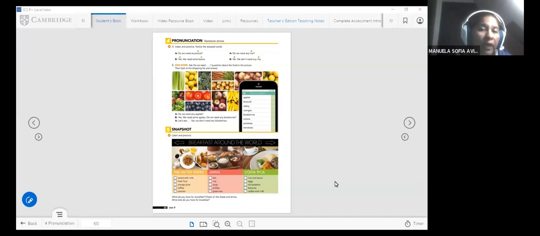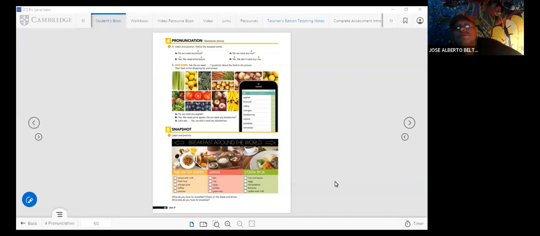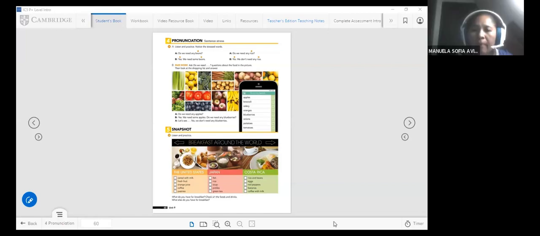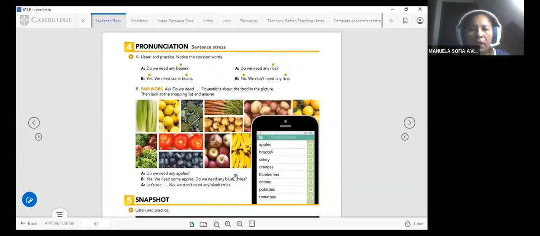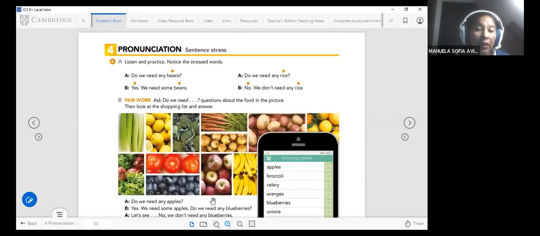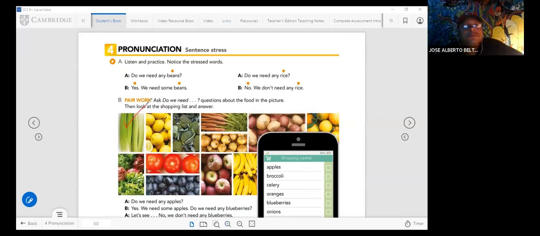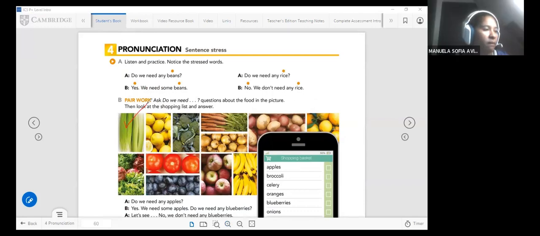Now in your book you have a specific topic that is related to food in different countries. So we have here a picture, and I want you to see the picture. Can you see the picture? Can you tell me what kinds of food you can see in the picture? For example, what is this? Do you know the name of this vegetable?